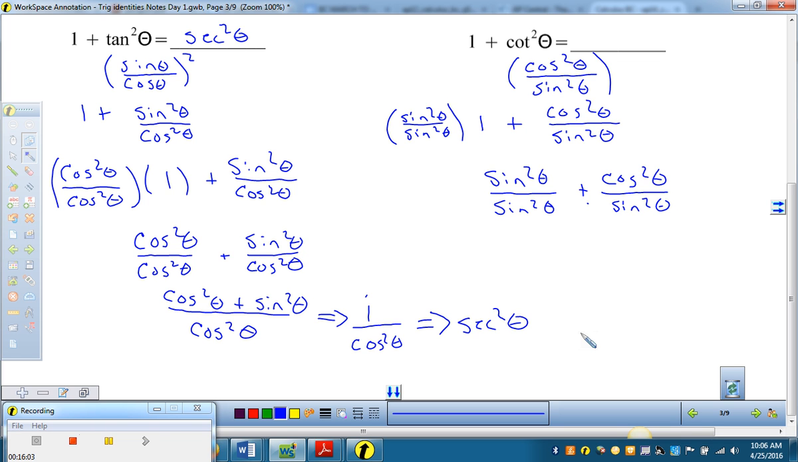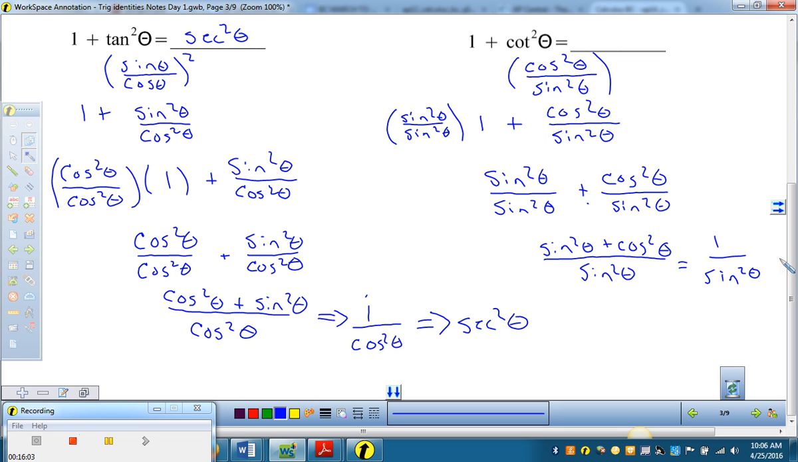So, what can I do now? What did we do to get from here to here? There it is. Sine squared theta plus cosine squared theta on top, and just sine squared theta on the bottom. Because they have the common denominator, we can write it as one big fraction. And what is sine squared theta plus cosine squared theta equal to? So we have 1 over sine squared theta.